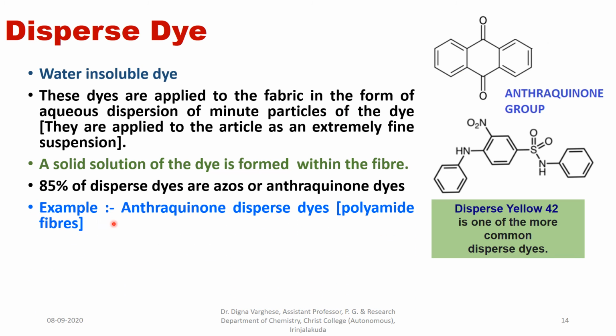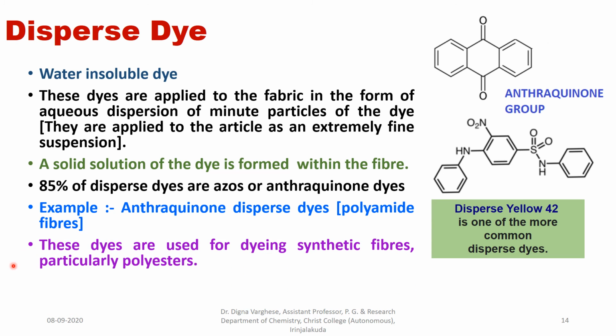For example, anthraquinone disperse dyes are used for polyamide fibers, that is nylons. These dyes are used for dyeing synthetic fibers, particularly polyesters. Here we can see a most common disperse dye, Disperse Blue 42. Its structure you can see in the picture.